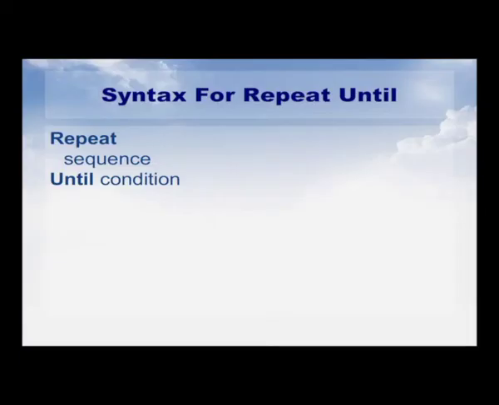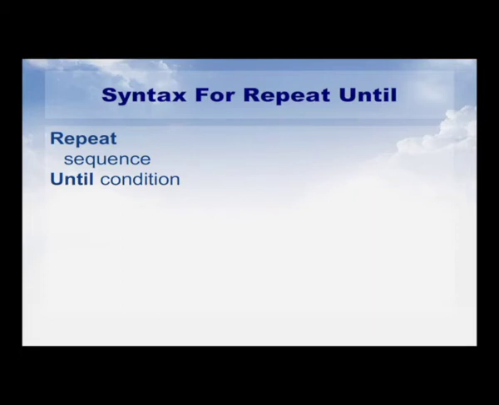Next repetitive structure is repeat until. This loop is similar to the while loop, except that the test is performed at the bottom of the loop instead of at the top. Two keywords, repeat and until, are used. The general form starts with the keyword repeat followed by an indented sequence of statements, and the keyword until followed by a condition.